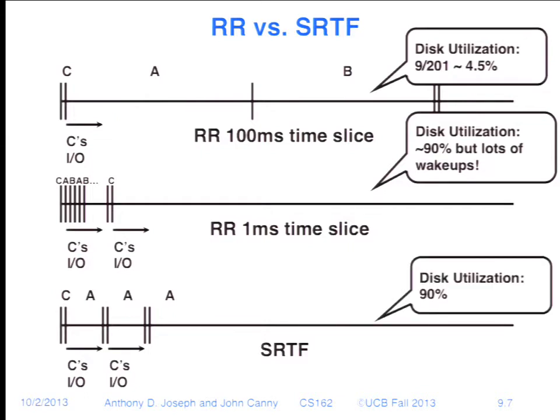All right, so we still have disk utilization, but fewer context switches. So it's more similar to the original first come, first served. It's reducing the amount of wake-ups at the expense of perhaps favoring one of the jobs. So in this case, it's favoring A.